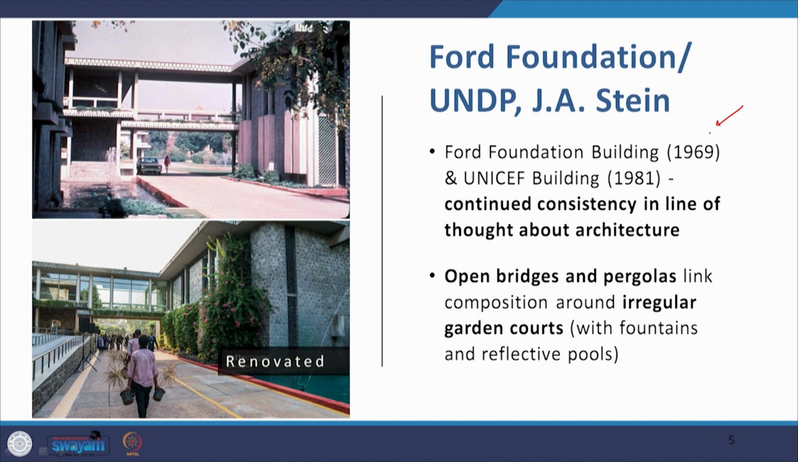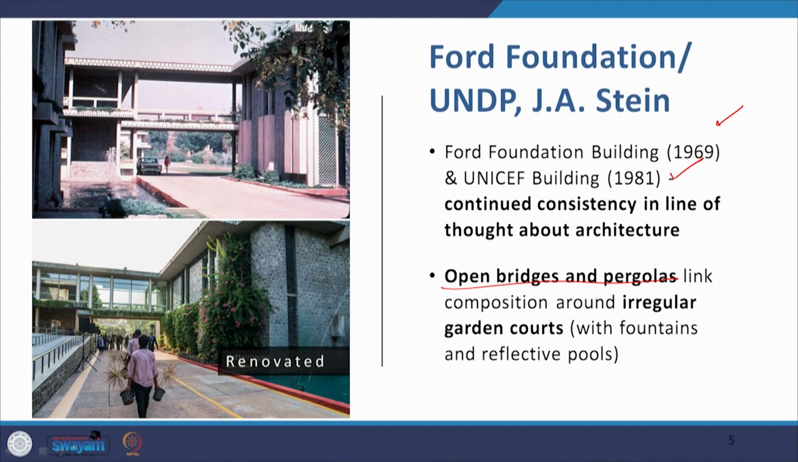Now coming back to Stein's work with which we ended last time, we have the Ford Foundation, the UNDP building by Stein, the Ford Foundation in 1969 and the UNICEF building in 1981. There was a continued consistency in the line of thought about architecture in the works of Stein, and it is very evident from the built forms of Stein that these buildings were reflective of the organic architecture of Frank Lloyd Wright rather than the clean cut rationalist expression of modernist architecture. There is, for example, the use of open bridges and pergolas that link the composition around irregular garden courts, and these garden courts have fountains and reflective pools.